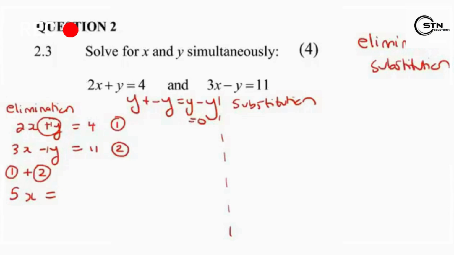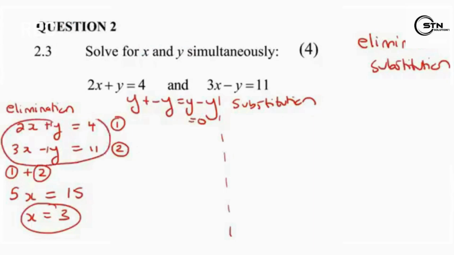And then on the right hand side, you're just going to add these two together and that'll give you 15. To get x alone, you're just going to divide by 5, and so x is 3. But we have to find x and y. So what you now do in this technique is take that x value and plug it into any one of these two equations. You can choose whichever one you like.